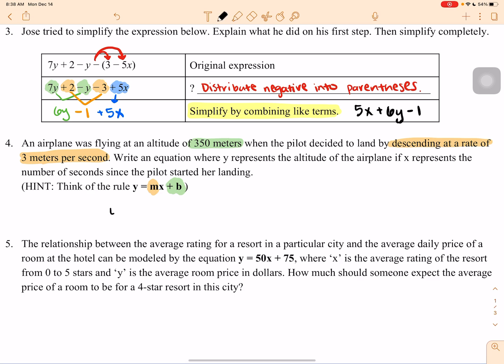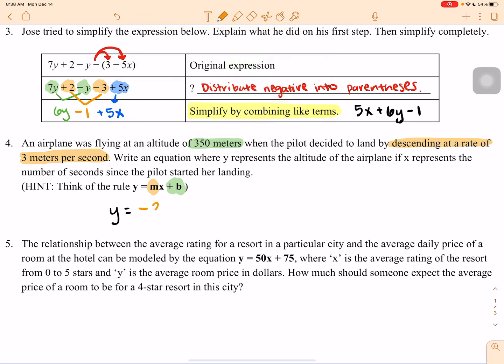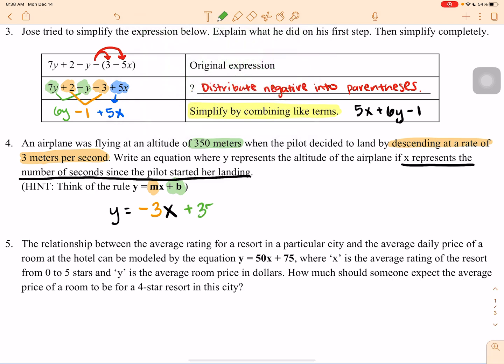So here our rule is y equals, and descending means it's a -3 per second. x represents the number of seconds since the pilot started her landing. And the pilot was 350 meters in the air. So that was their starting point. So this would be the equation here. So it's really analyzing what information it gives you, and what is the rate, what is the starting point, etc.